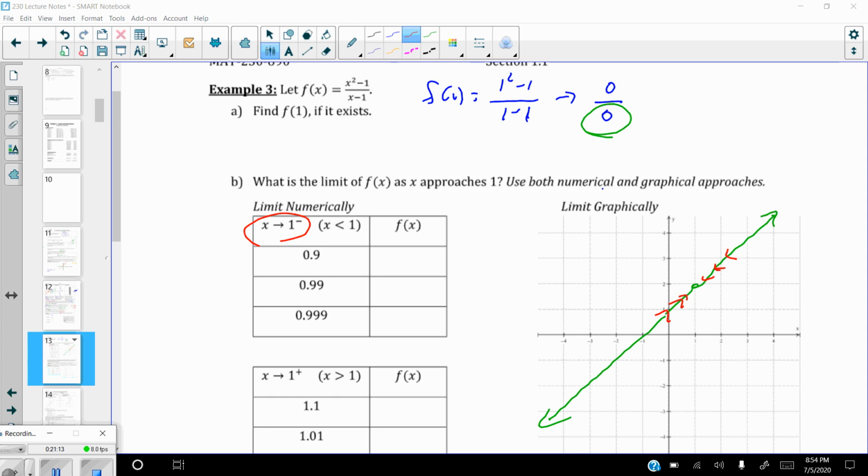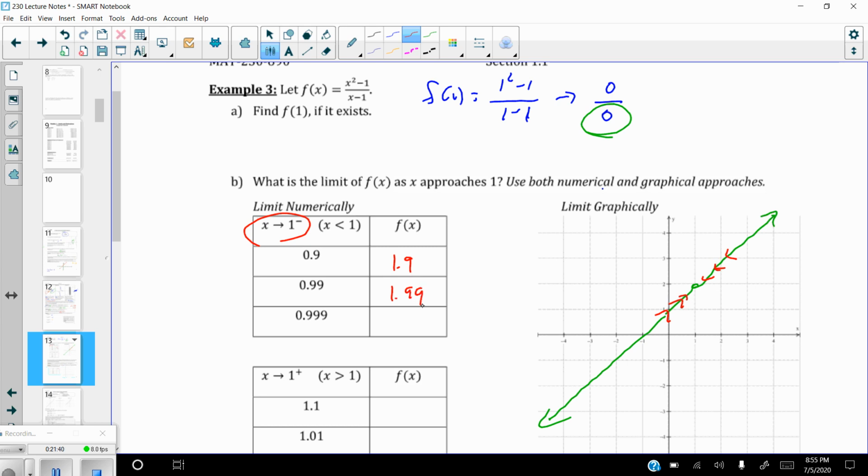So let's see, plugging 0.9 into my calculator, I am getting 1.9. And that's pretty close to 2, so we probably are right. Let's try something else now. Let's plug in 0.99, because 0.99 is even closer to 1 than 0.9 was.